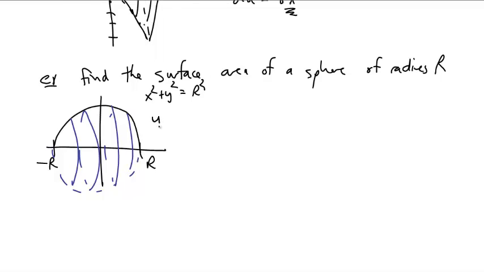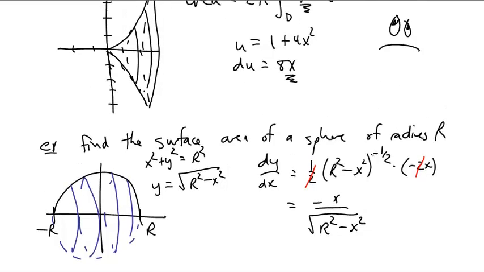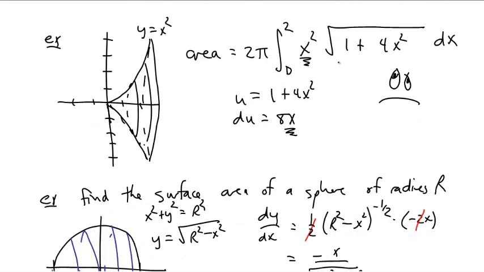The upper half curve is just y is the square root of r squared minus x squared. Its derivative dy dx is 1/2 times r squared minus x squared to the negative 1/2 power times the derivative of what's inside, which is negative 2x. The 2 cancels with the 1/2, and this is negative x over the square root of r squared minus x squared. Aha! Now our formula, to remind you: we take that derivative, we square it, add 1, put it in the square root, put an f of x out front.